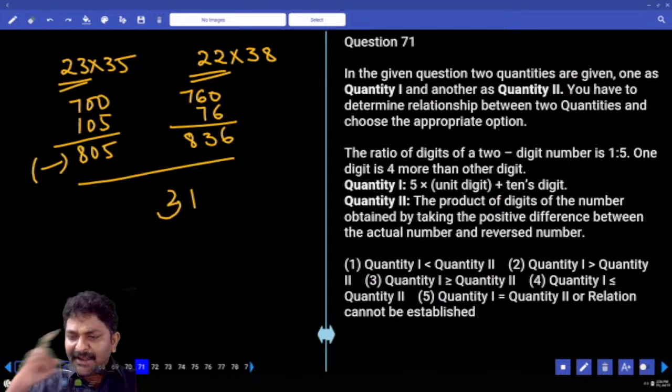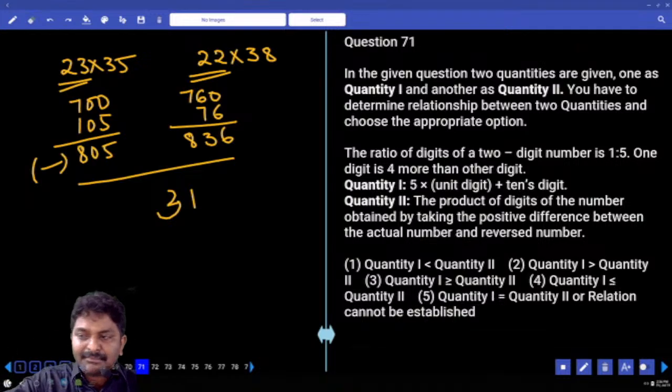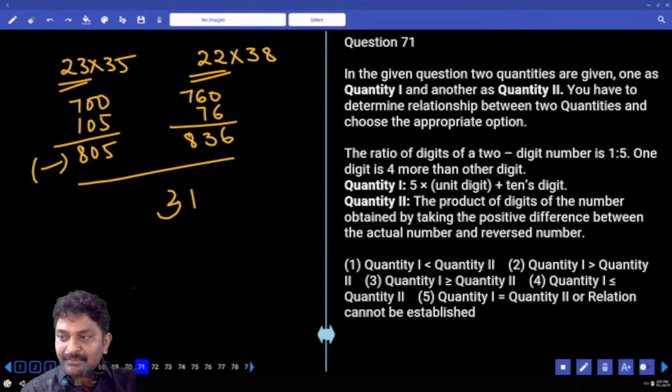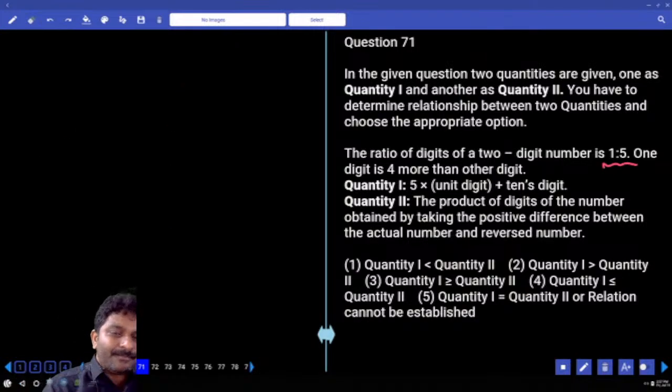Right. The ratio of digits of a 2-digit number is 1:5. One digit is 4 more than the other. In terms of ratio, what is the difference in parts? Which is equal to 4? Then one part is equal to? One part is equal to 1. So one of the numbers is 1, the other number is 5, not 4, 5. One of the numbers is 5. Understood?